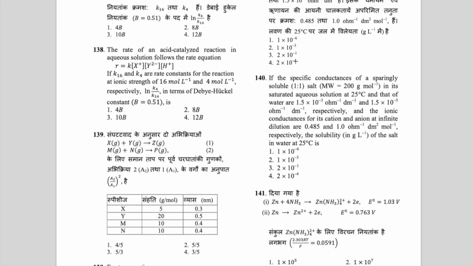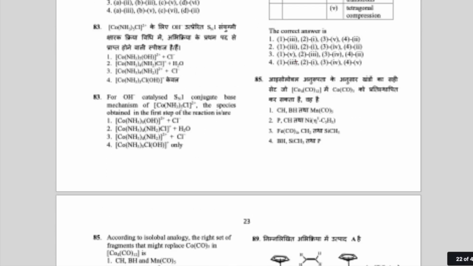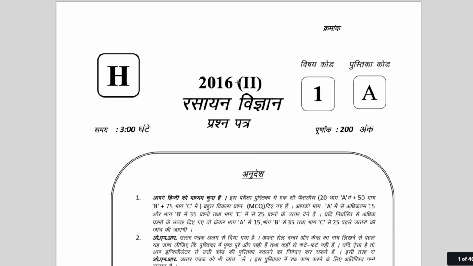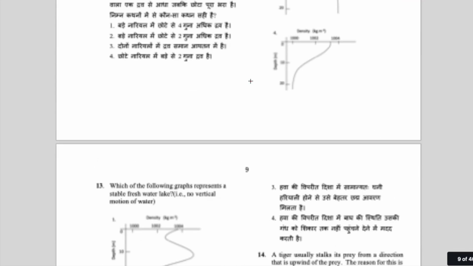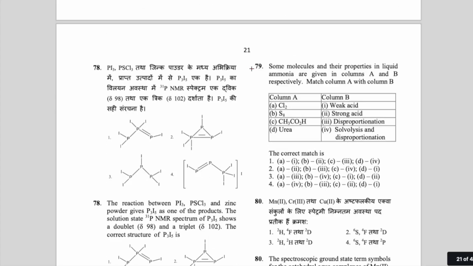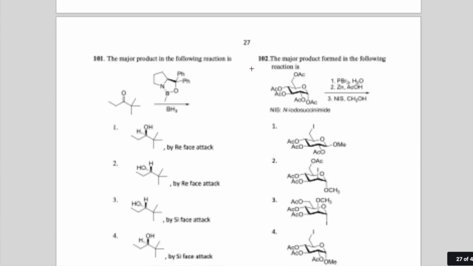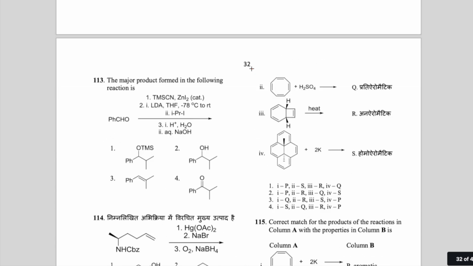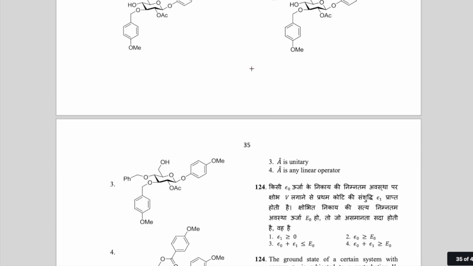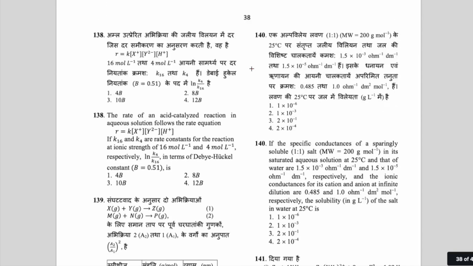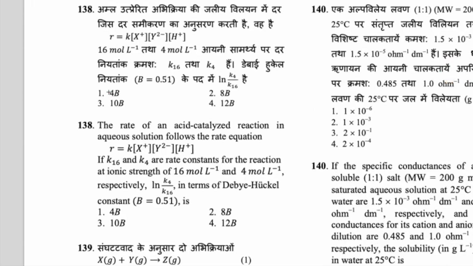This is the question paper of CSIR NET 2016. You can download it, it is available on the CSIR NET website. All you have to do is come down to question number 138. Yes, this is the question. Now if you look at the question, let me zoom this.